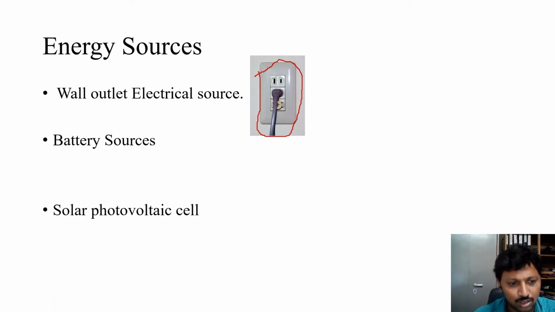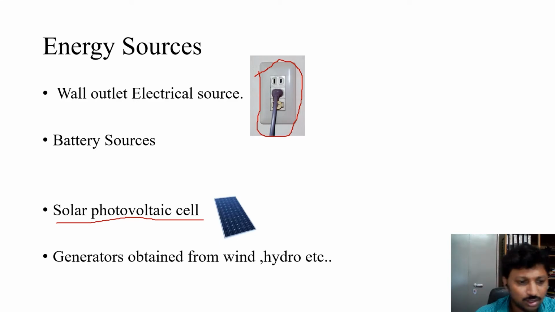And also we see the solar photovoltaic cell. What happens is this converts solar energy into electrical energy. So this is also an energy source. Next we see the generator, also an energy source. We use generators in windmills and hydropower stations to generate electricity, right?